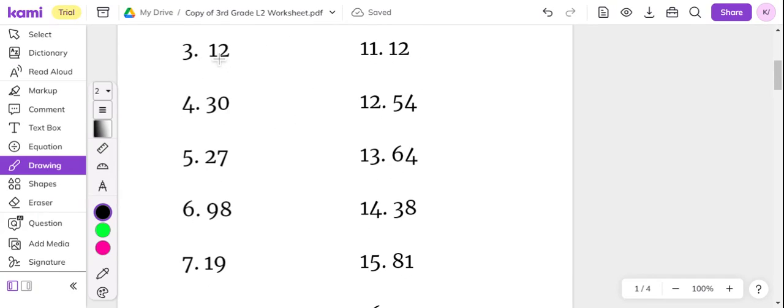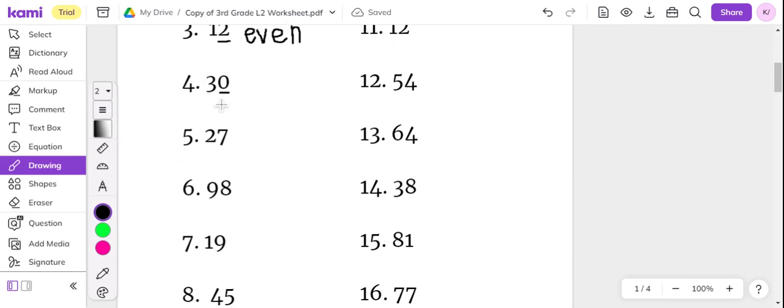Number 3, we should look at the ones digit, this 2, and that would be an even number because 2 is even. Number 4, again we gotta look at the ones, and right here it says a 0. So we would say this is even because 0 is an even number.